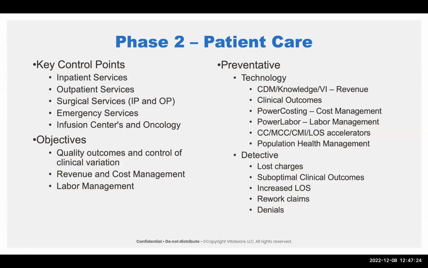Detective, we look for lost charges, suboptimal clinical outcome. So increased length of stay, rework claims, denials. When I talk about lost charges, it's simple stuff. Are we still fighting on start and stop times with the IVs? Are we coding them correct? That's one of the few areas still reimbursed separately. Are the drug codings right? What about our wellness care? Are we charging that?